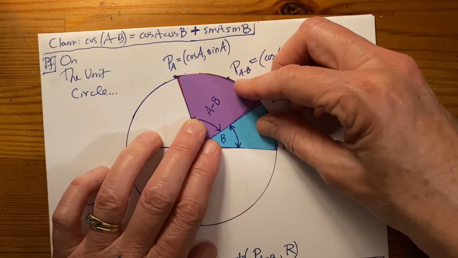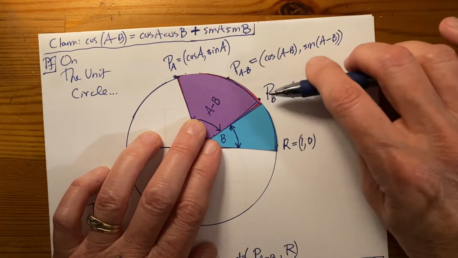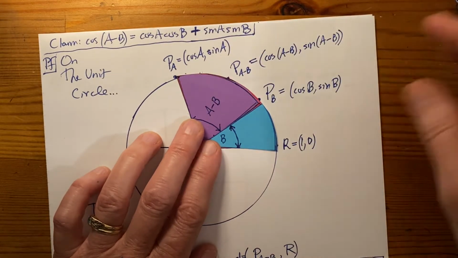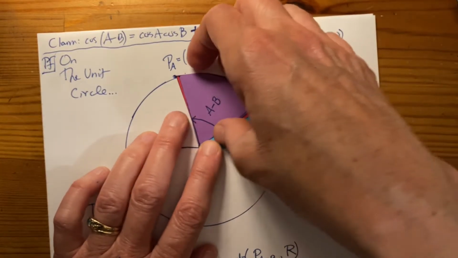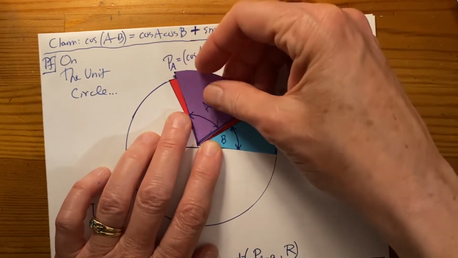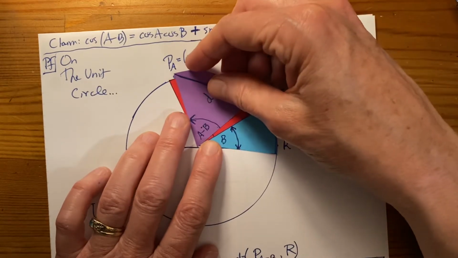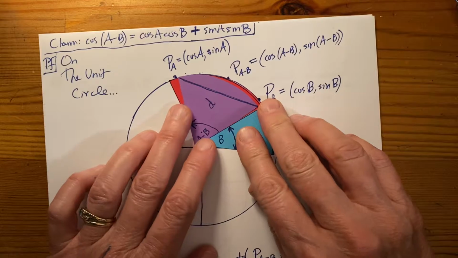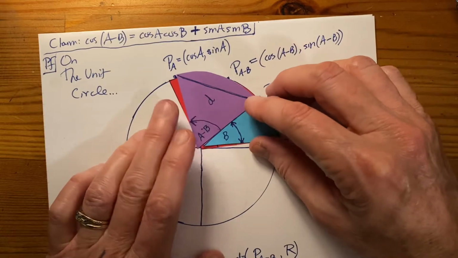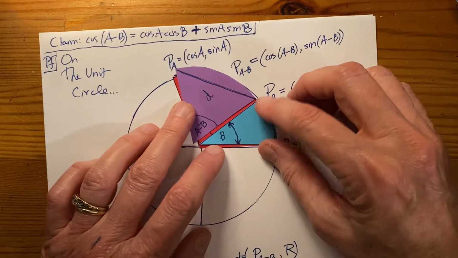Okay? So notice how this point is at PB and this point is at PA. In fact, if I took that angle A minus B, which has yet to be put in standard position, and just rotate that around for a minute and draw the line segment from that point to that point, look where we end up.